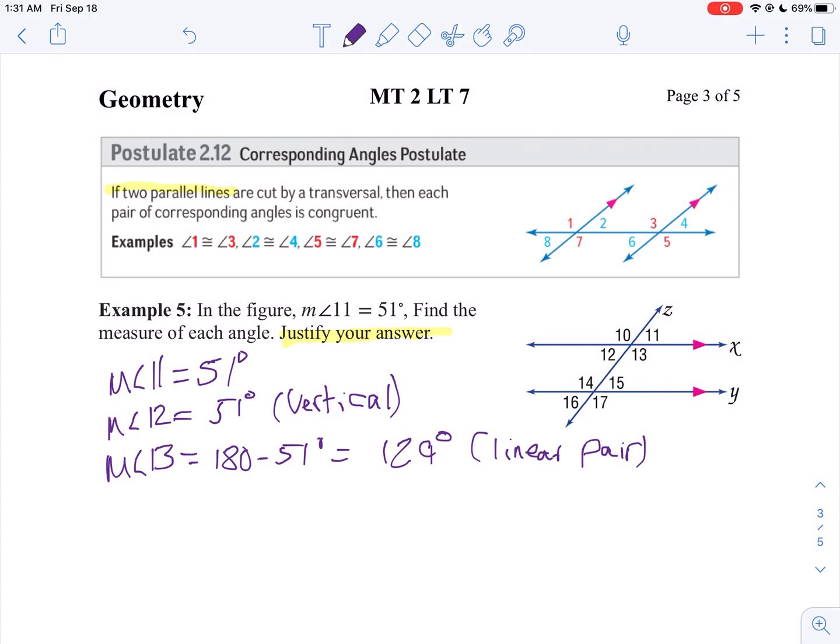And then we can take a look at the measure of angle 10. Well, that's also 129 degrees, isn't it? Now you have two choices, both which are correct. Why do we know angle 10 is 129 degrees? Because it's vertical to angle 13, or it's a linear pair to angle 11, or it's a linear pair to angle 12. All of them are correct. I'm just going to say vertical.